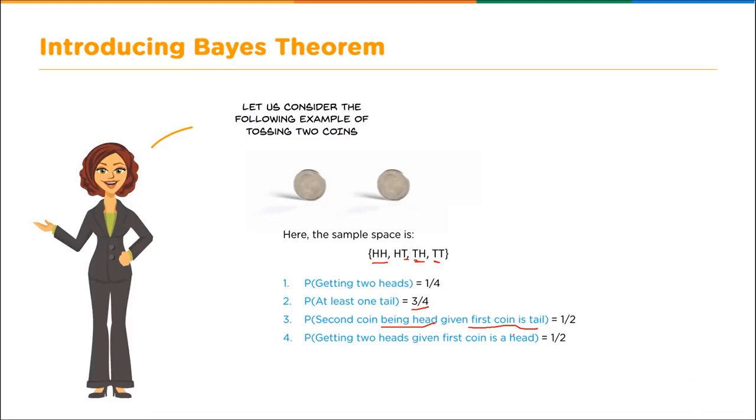Out of these two events where the first coin is tail, if the second coin is head, which will be only one event, the probability is 1 upon 2. Very similar to that, getting two heads given the first coin is head is again 1 upon 2. So this is the basic independent as well as conditional probability for the simple scenario where we toss two coins.